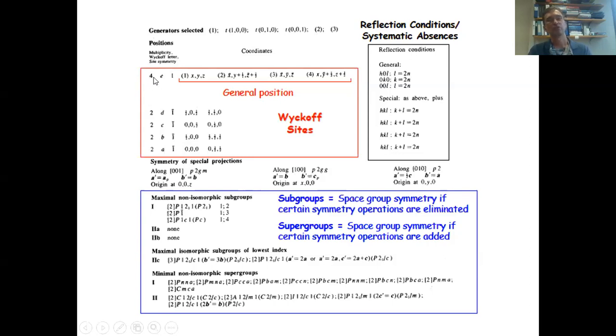So for the general position, it's the highest because the position is general and all the symmetry elements act on the atom within the unit cell and produce overall 4 positions. But here, the multiplicity is only 2, meaning that the symmetry operations create less many additional positions.